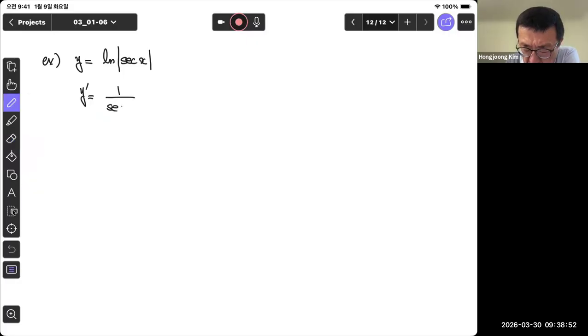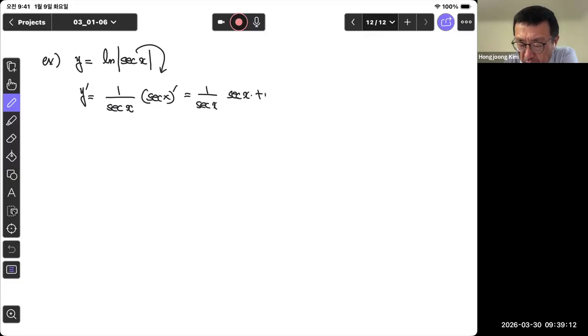So I have secant x. And then you need to multiply the derivative of the secant function. So when I differentiate the secant function, you get secant and tangent. So one secant is cancelled and you get the tangent function, right? So that's the derivative of that function.